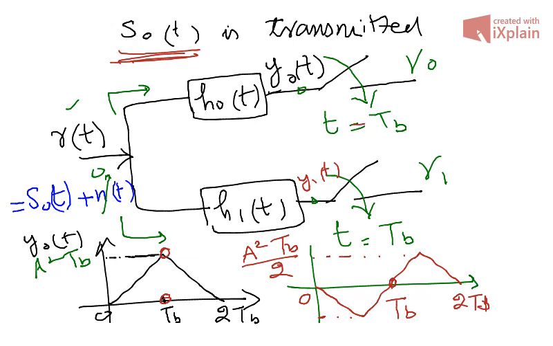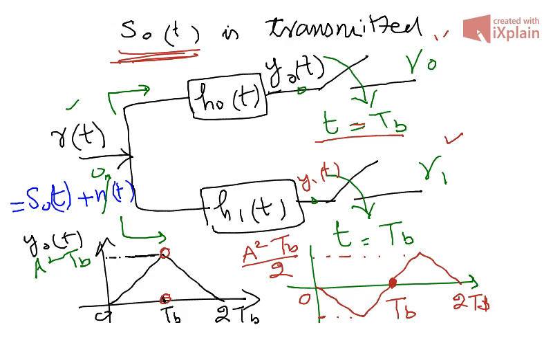So when we sample it at this instant, R0, we expect R0 to be maximum, right? A squared times TB, and we expect R1, which is the sample value at t equal to TB from the second branch, to be 0.